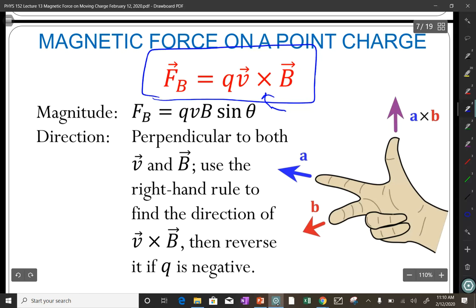cross B. I should pronounce that cross. Why not times? Because it's perpendicular. It's not times because you can't multiply vectors. You either do a dot product where you multiply the parallel parts, or you do a cross product where, as David said, you multiply the perpendicular parts. That's why it's got a cross. So the two signs that normally mean multiplication, dot and cross, mean different things if you have vectors.